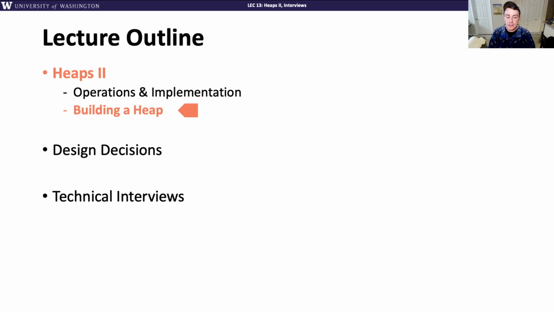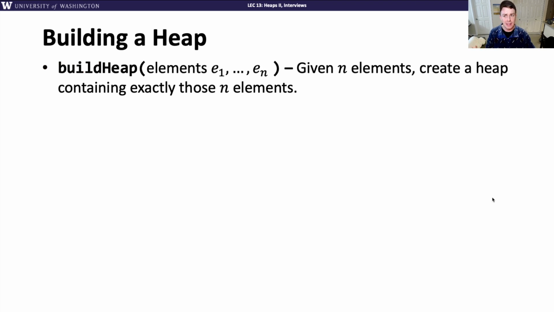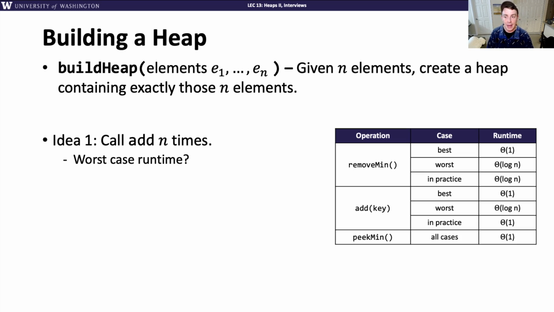Okay, so in this video, I want to talk about a clever algorithm that uses this array implementation of a heap to build a heap up from scratch when you have n elements already that you maybe have in a list or something. So let's describe this operation called buildHeap that takes n elements as parameters and constructs a priority queue or a heap from them containing exactly those n elements.